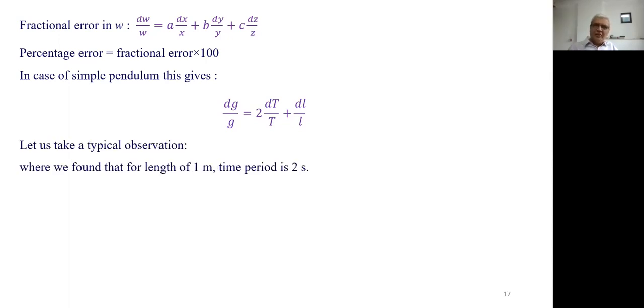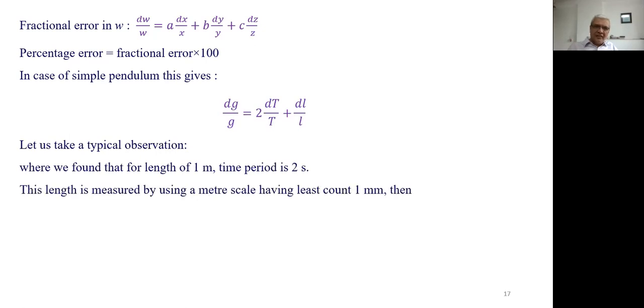In case of a simple pendulum, this will give you the formula dg by g equals 2 times dt by t plus dl by l. Let's take a typical observation where we find a length of 1 meter gives me a time period of 2 seconds. This is a typical value for a simple pendulum.